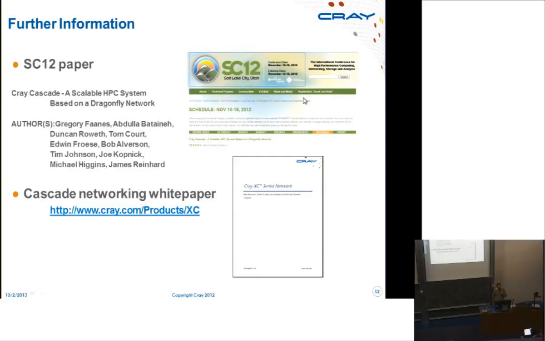So, more information. Apologies, that took a fair bit less time than I expected. For further information, the Cascade Networking white paper is extremely interesting. It goes into a lot of fine detail as to how the topology works and how the Aries works, perhaps more for the very interested, or there was the SC12 paper from last year. So are there any further questions, or any areas where I could go over that in more detail?